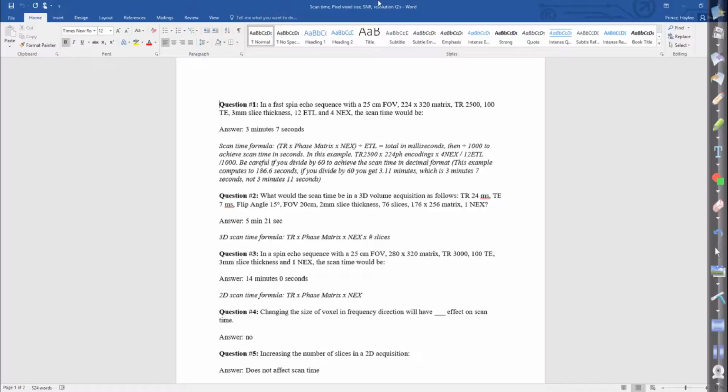Okay. Any questions from that? Make sure to practice those because you're going to see some, not only on my test but on the registry: scan time and pixel and voxel volume questions.